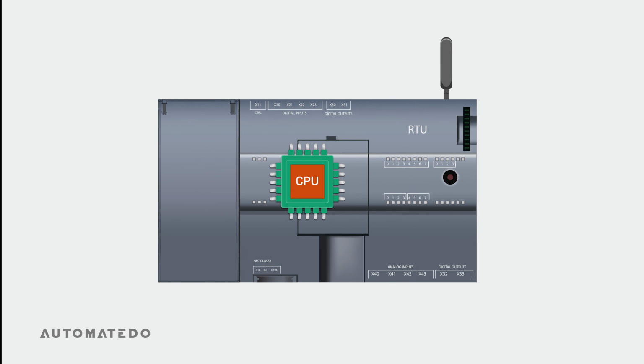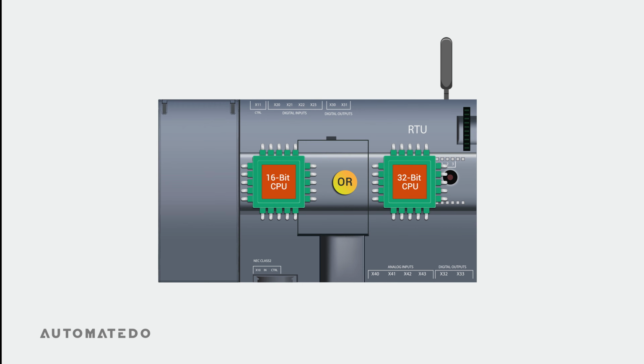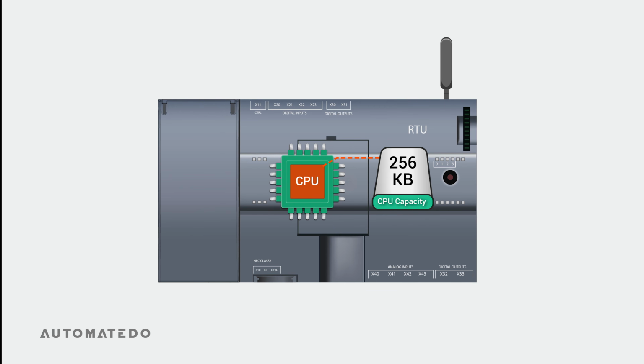Next, we've got the CPU, which is the system brain and runs the processing of the primary function. Nowadays, an RTU's built-in central processing unit employs a 16-bit or 32-bit microprocessor. CPUs used commonly within RTUs have a memory capacity of 256 kilobytes. Because of this, some RTUs support using an SD card to provide additional storage capacity.